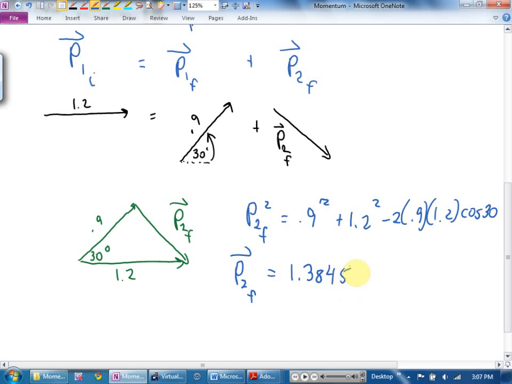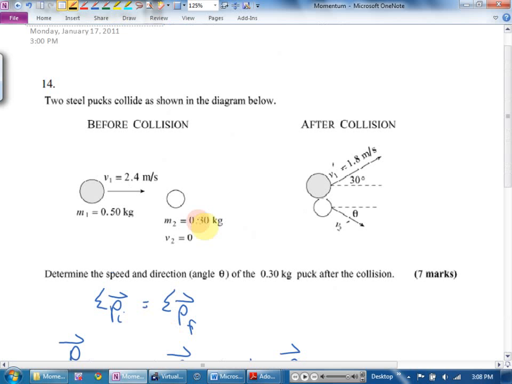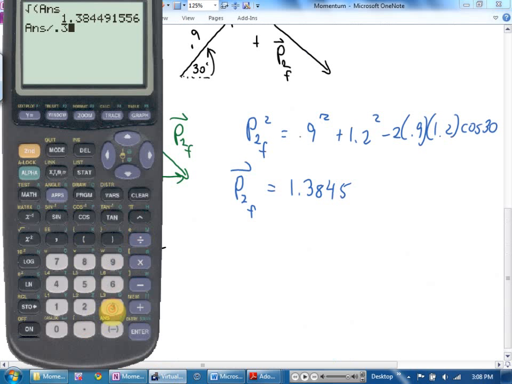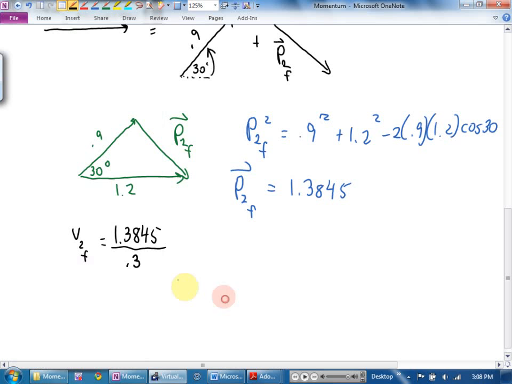What does the question want me to find? Not the final momentum. Speed and direction: velocity, magnitude, speed, direction, theta. If I know the momentum, how can I figure out the velocity? Yeah, momentum is mass times velocity. So, divide by which mass? Mass number 2. That's why you'll notice I've also gotten way more careful in my labeling and notation. There's lots of room to make sloppy mistakes here, as well as the math is pretty heavy. So velocity 2 final is going to be 1.3845, all divided by 0.3. I get a velocity of 4.6 meters per second. And then I need to add the direction.